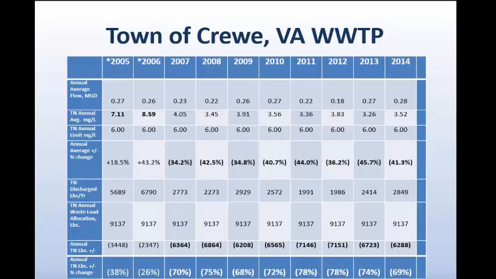But in 2007, once we got our strategy and our controls in place, you'll see a significant difference. Beginning with 2007, where we were above on our annual average and percent change, we started dropping below. At 34.2%, and on average about a 40% reduction, that is the difference between our limit of 6 milligrams per liter and what we discharge on an annual basis.